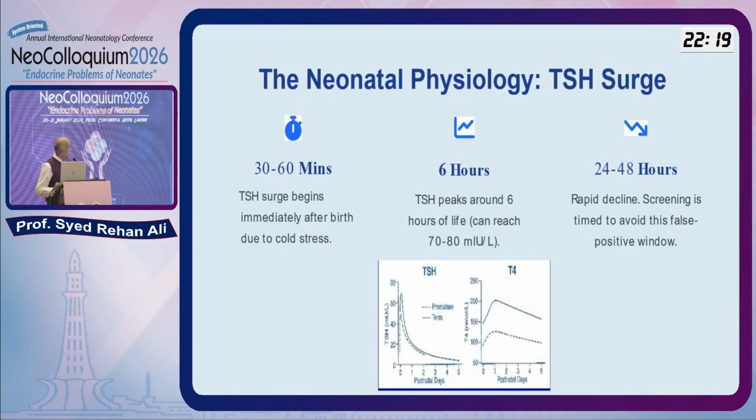In terms of the neonate, we do know that there is a TSH surge. Within 30 to 60 minutes after birth, the TSH surge begins, probably secondary to the birth process and cold stress. Then it peaks sharply within the first 6 hours, as you can see in the picture, and can reach up to 70 to 80 milli-international units per liter. Then there is a rapid decline over the next 24 to 48 hours. This is the time at which screening is timed, to avoid this false-positive window.